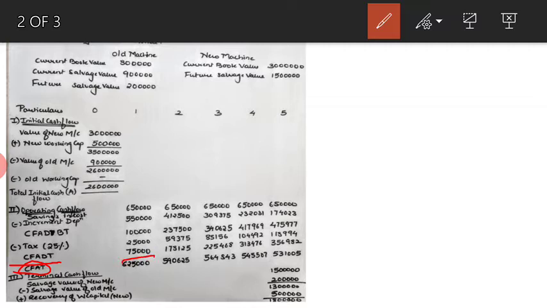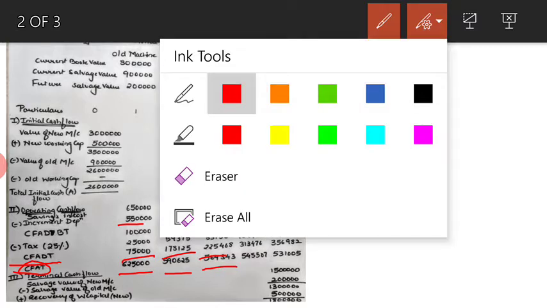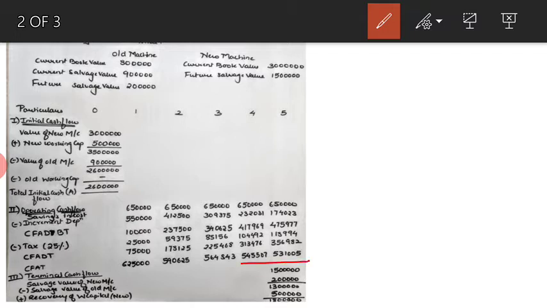So 75,000 plus 5,50,000 gives you 6,25,000. Then 1,78,125 plus 4,12,500 gives you 5,90,625. 2,25,468 plus 3,09,375 gives you 5,64,843 and so on for all the years. So once you calculate this, this is called CFAT, or also called total operating cash flow. This is your B. So A is initial cash flow, B is your CFAT, that is operating cash flows.